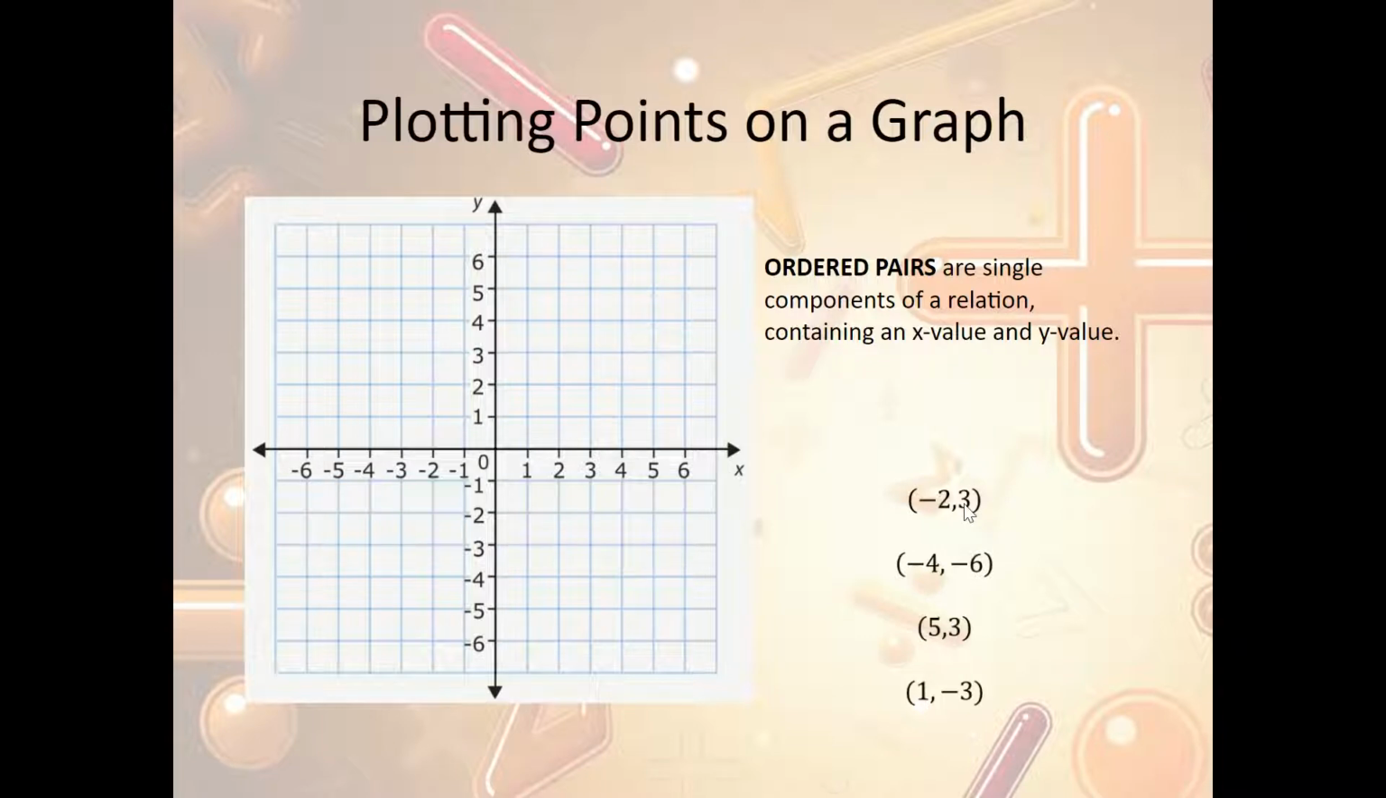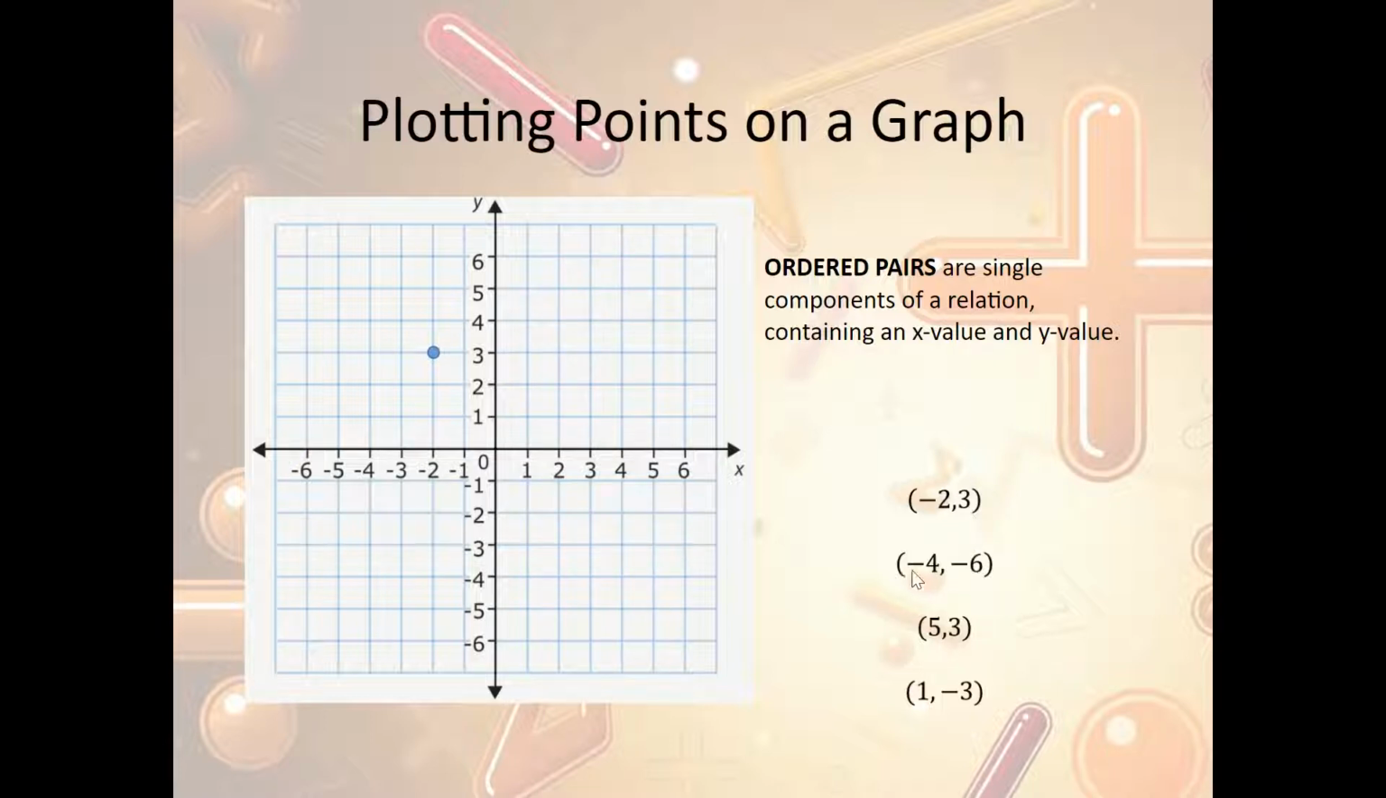(-2, 3). So the way this works is my x goes first and then my y. If you have trouble remembering that, just remember that they go in alphabetical order. So x, then y. So my x is -2. I'm going to go along the x-axis and find -2, which is here. And my y is 3. So I'm going to go along my y and go up to 3, right there. And I'm going to plot my point. That represents (-2, 3).